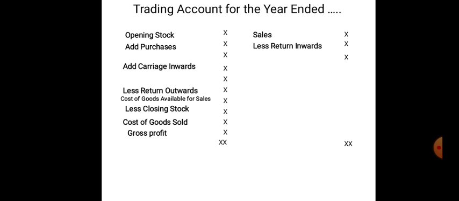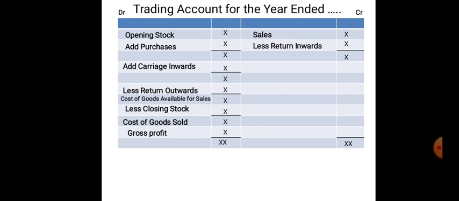So your gross profit, that is the profit on sales. Your net sales, that is sales less return inwards, you deduct your cost of goods sold from it. Whatever you get is called gross profit. So when you add your gross profit to your cost of goods sold, you get the same figure as the net sales. So this is exactly what we just discussed.